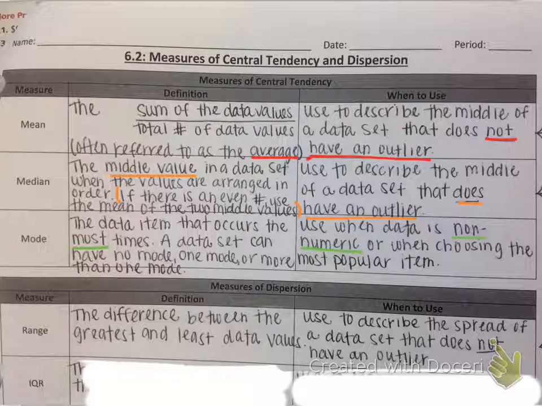There are two measures of dispersion that we are going to talk about in this unit: range and IQR, which stands for interquartile range. We're going to talk about IQR tomorrow because it goes with box and whisker plots. So today we're just going to look at the range. So that IQR part you guys are going to leave blank for today. The range is the difference between the greatest and the least data values, which means we do what? Subtract. And we use it to describe the spread of a data set that does not have an outlier. Why do we want it to not have an outlier?